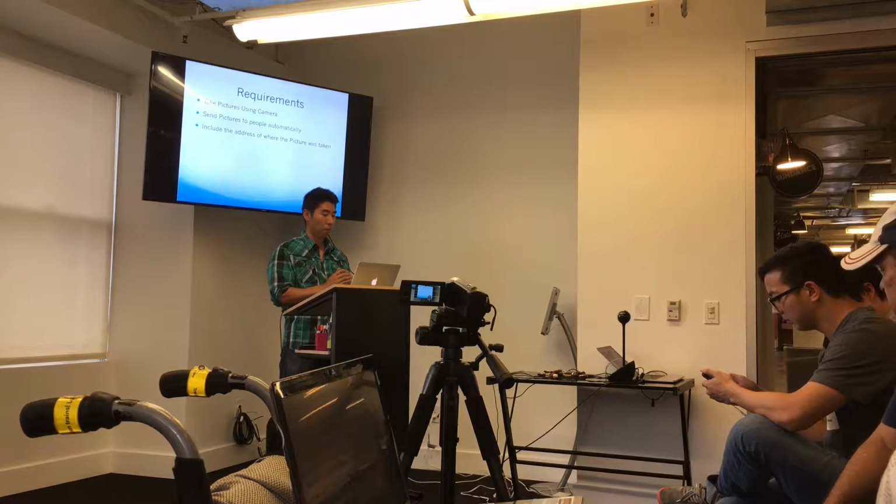Alright, so someone asked me to help prototype this app. Basically what they needed were three things. Take pictures using the camera, be able to send these pictures to people automatically, and include the physical address of where this picture was taken. I know you can take a picture with the camera app and select people from your contact list and then submit it that way, but they wanted something where I take a picture and it just sends it off and does everything by itself. Because they're taking a lot of pictures and it needs to know the GPS of each picture they take.